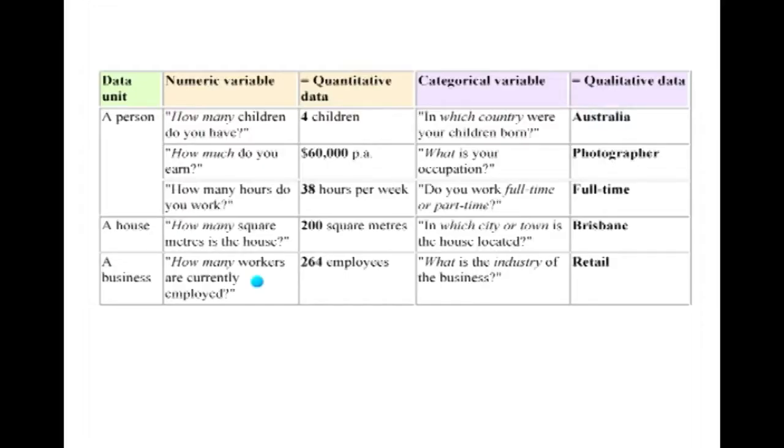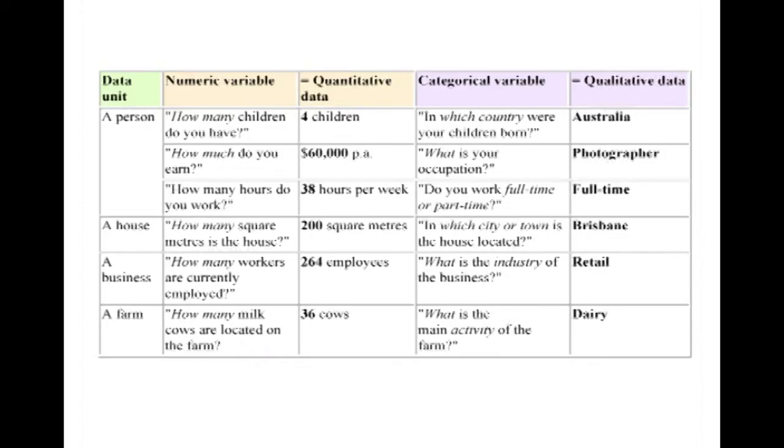Example 3. A business. Numeric variable will be how many workers are currently employed. The quantitative data will be 264 employees. The categorical variable will be what is the industry of the business. The answer for qualitative data would be retail.